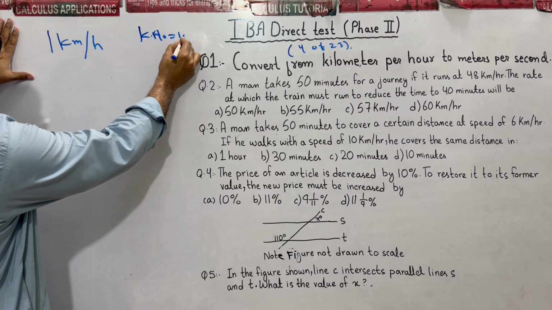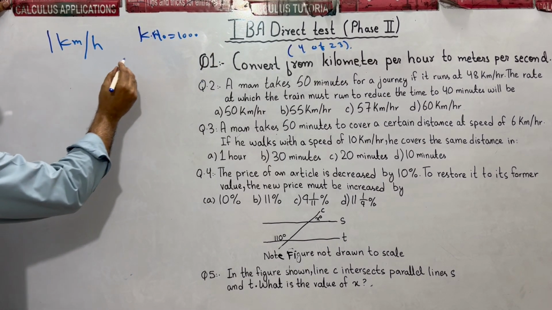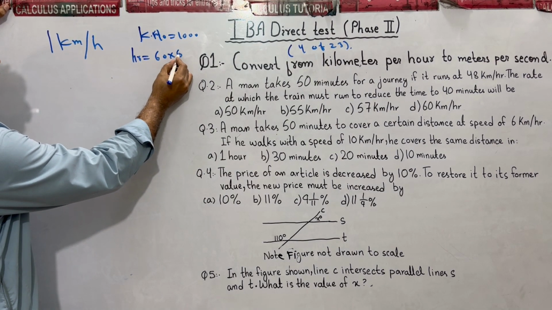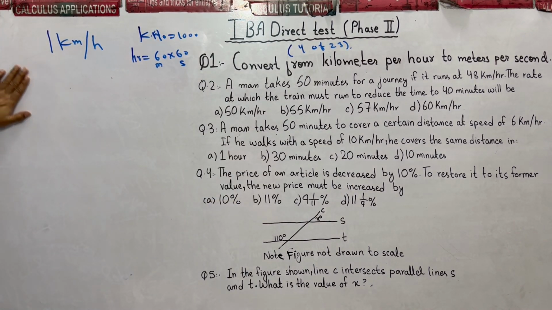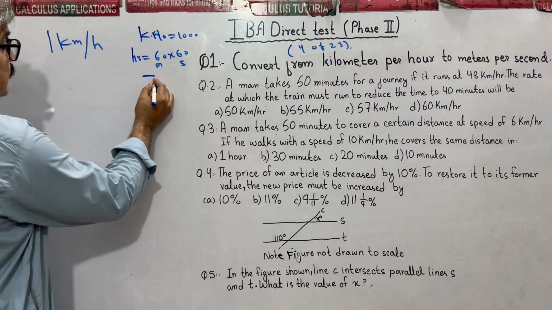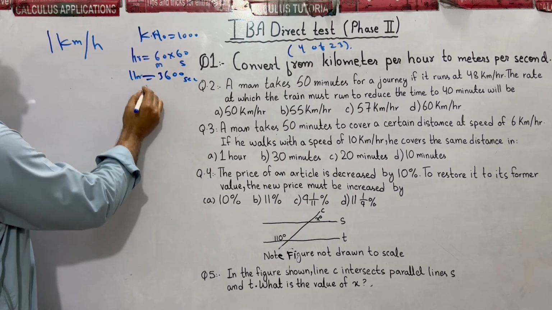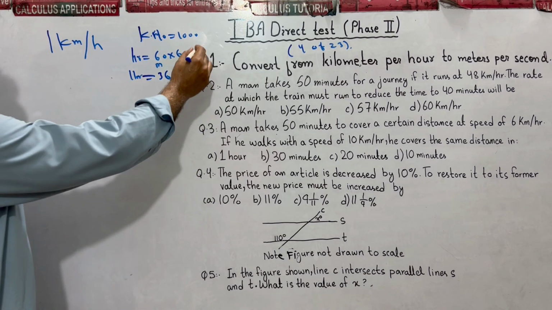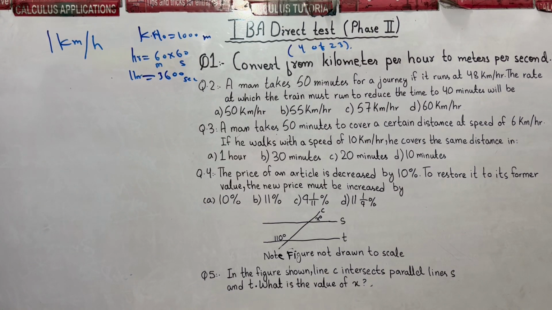Kilo stands for thousand. 1 kilometer means 1000 meters, or 60 multiplied by 60. This 60 stands for minutes, and this 60 stands for seconds. 6 times 6 is 36, so 1 hour comprises 3600 seconds. 1 kilometer comprises 1000 meters, while 1 hour comprises 3600 seconds.